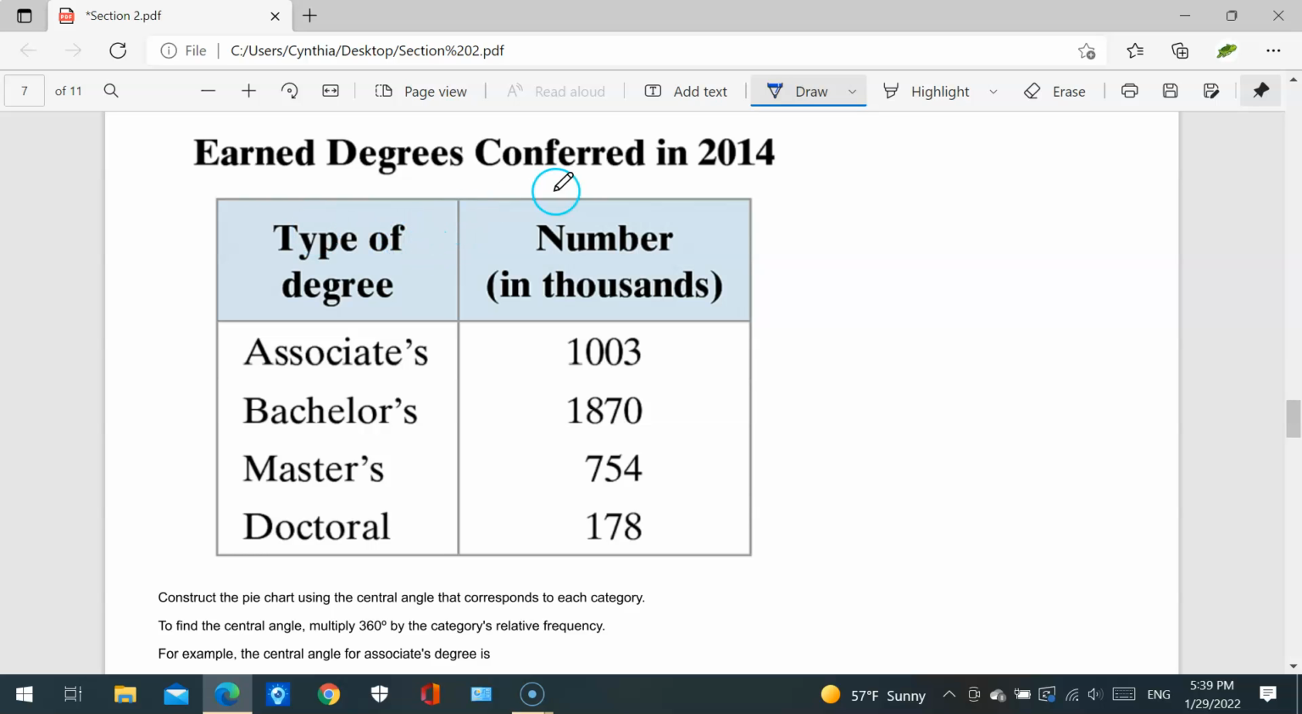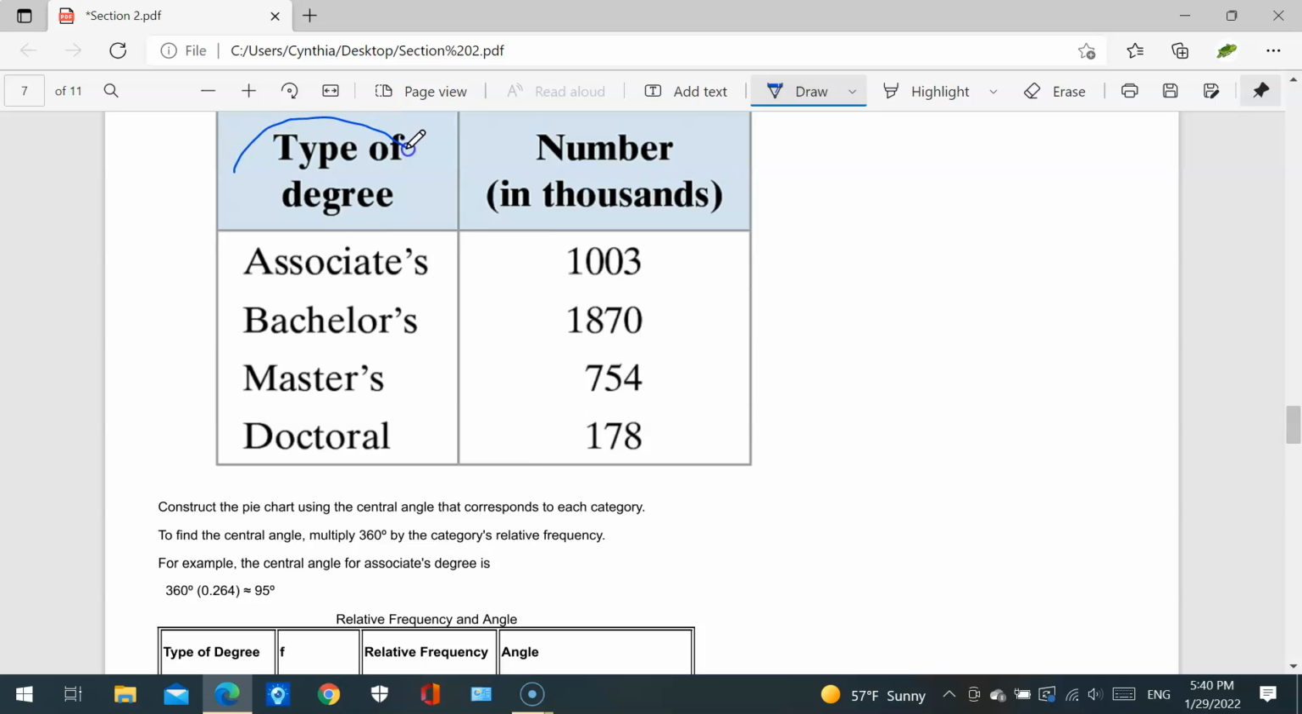This is a degree conferred in 2014. So the type of the degree has an associate degree, bachelor, master's, and doctoral degree. So here is the frequency. This is in thousands. So associate degree has 1,003, bachelor is 1,870, master has 700 something, and doctoral degree has only 178.